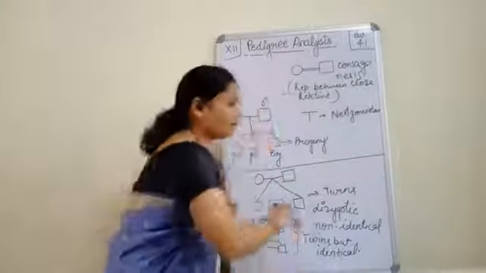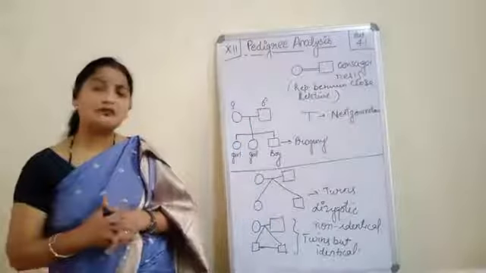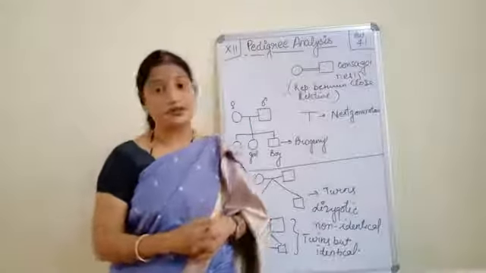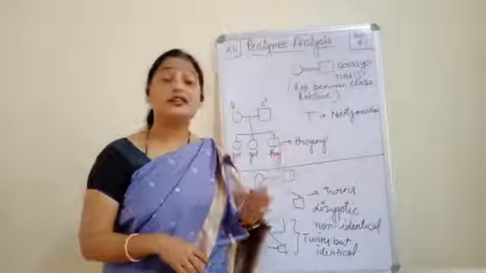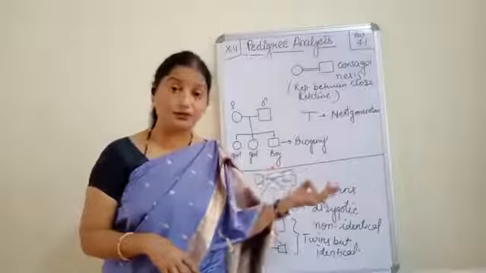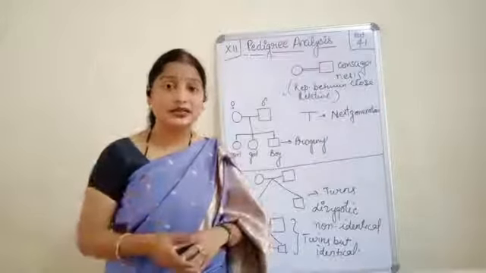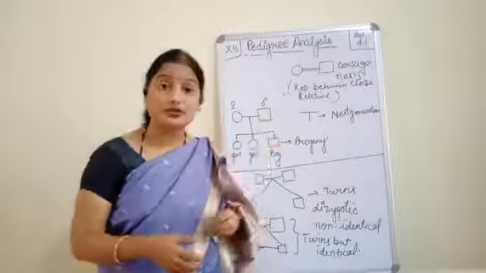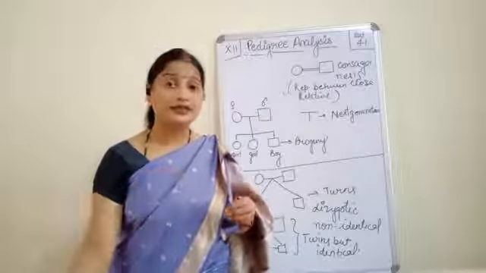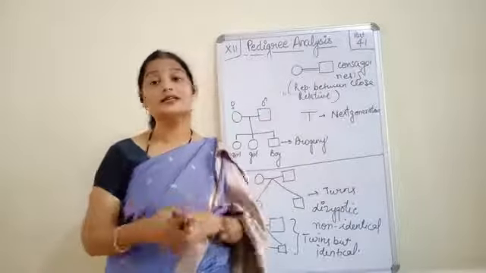Now, we have many different types of genetic disorders. One of the important ones is phenylketonuria. I have taught you in this chapter only. That is mental disability. Clear? So, phenylketonuria, color blindness, hemophilia. All these are genetic disorders.